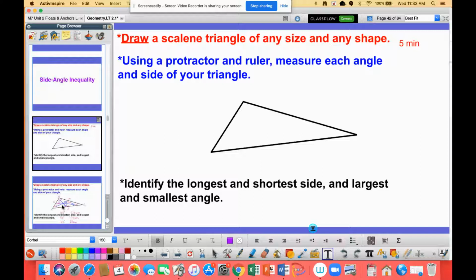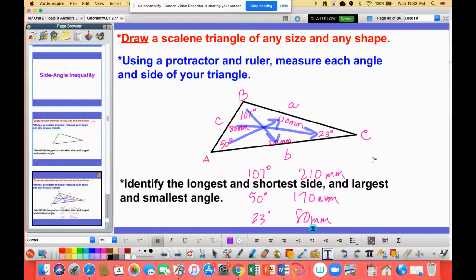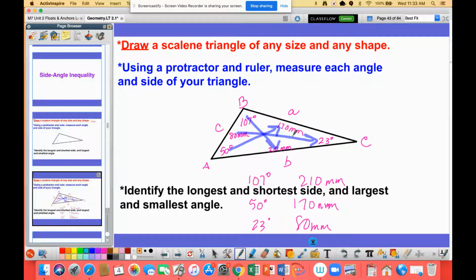So you can see on my triangle, what I did was I measured my side lengths. And so you can see that I have 170 millimeters right here from B to C. I named my triangle A, B, and C. It's just going to make it easier for me to talk about it. From A to C, I measured 210 millimeters. And then from A to B, I measured 80 millimeters.